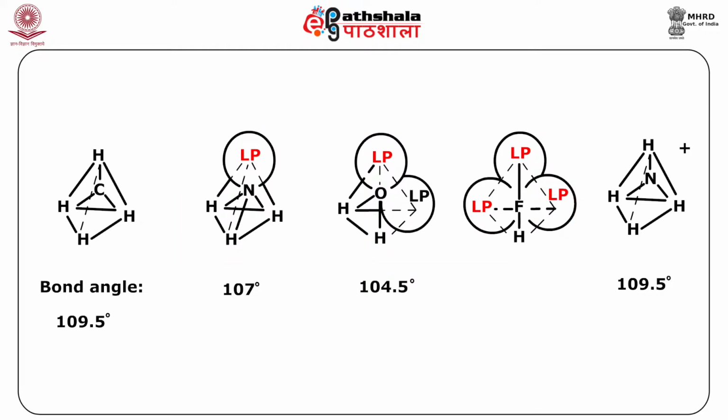The increasing lone pair repulsion decreases the bond angle from 109.5 degrees to 107 degrees in ammonia to 104 degrees in water, as shown in the figure, which shows the structure of methane CH4, ammonia NH3, water H2O, hydrogen fluoride and ammonium ion from the valence shell electron pair repulsion theory.